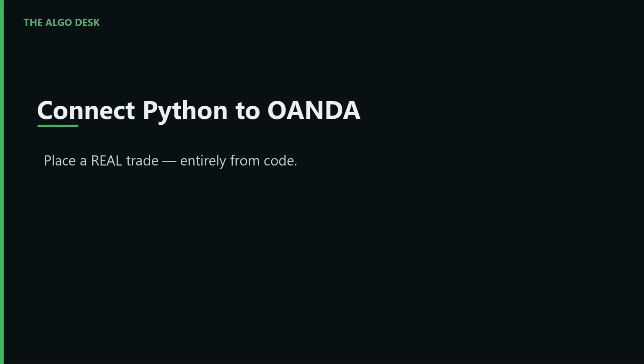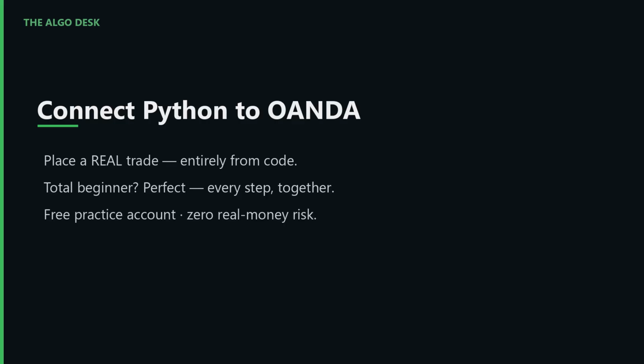In this video, we're going to connect Python to a real broker, OANDA, and place an actual trade completely from code. If you've never written a trading bot, never touched an API, never even used OANDA, that is exactly who this is for. We'll do every single step together, slowly. By the end, you'll have placed a real order with a stop loss and a take profit on a free practice account with zero risk to real money. No paid course, nothing to buy.